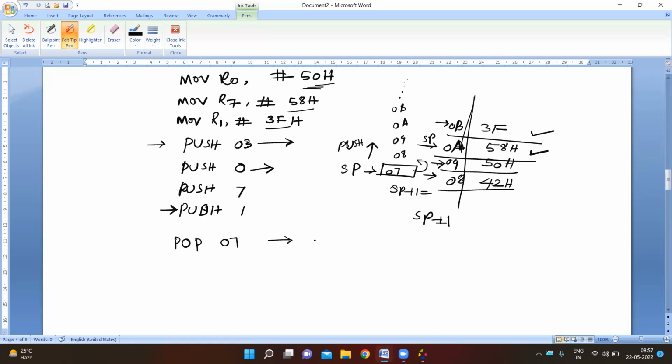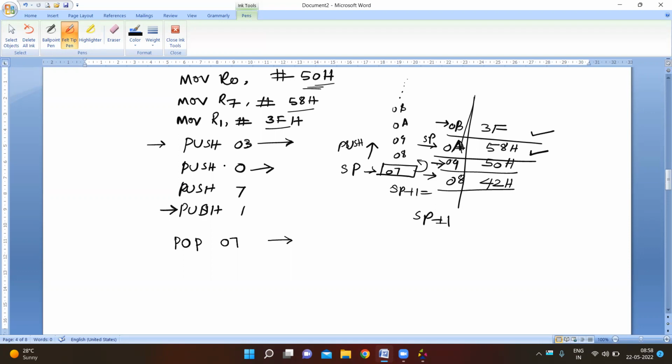First, it's very important. What happens initially while executing the push instruction: first the stack pointer is incremented by 1, then the data will be pushed onto the stack. The contents of the address which is mentioned in the push instruction will be pushed onto the stack. Initially it is incremented by 1, then pushing.